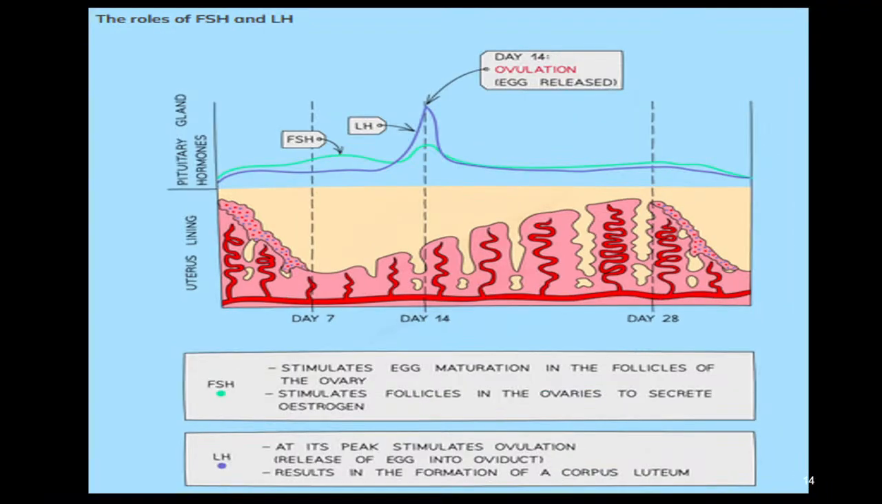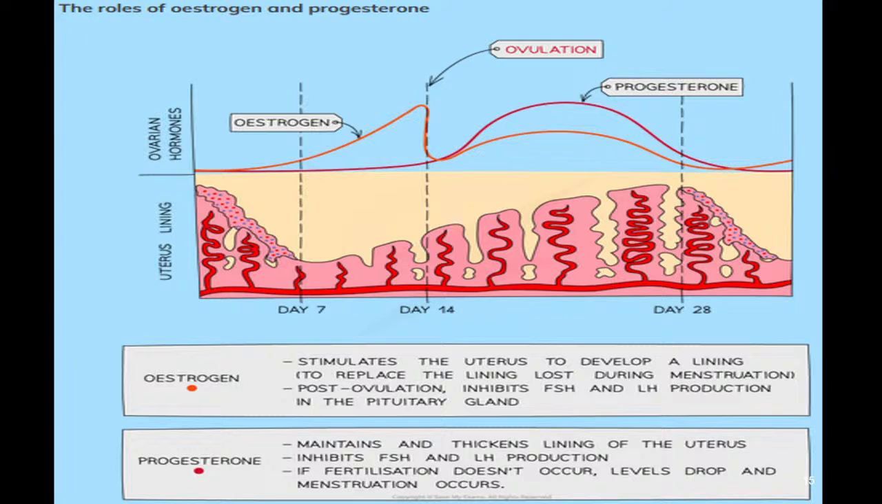So that was LH and FSH. Now we move on to estrogen and progesterone. So estrogen stimulates the uterus to develop a lining to replace the lining lost during menstruation. So you see, once this is lost, then the estrogen starts to increase so that it can stimulate the uterus to develop another lining. Progesterone maintains the thickness of the lining of the uterus.